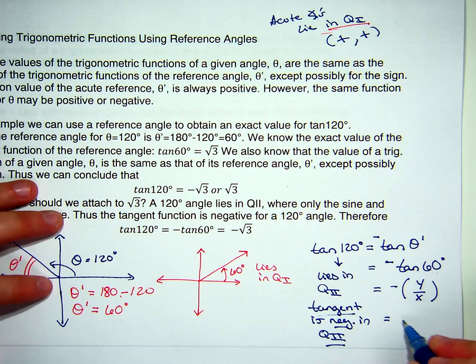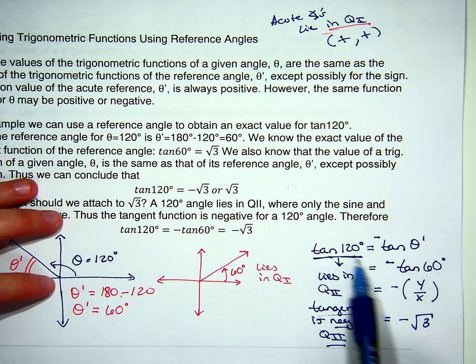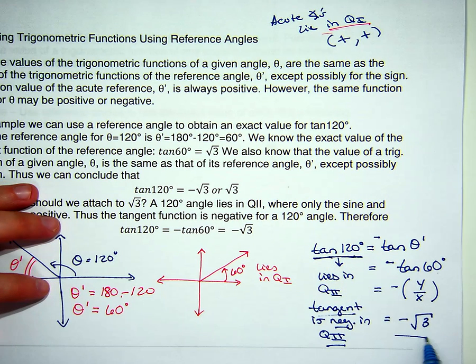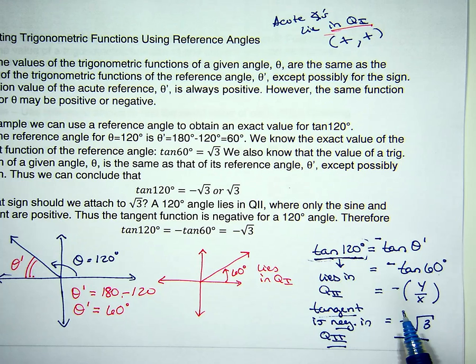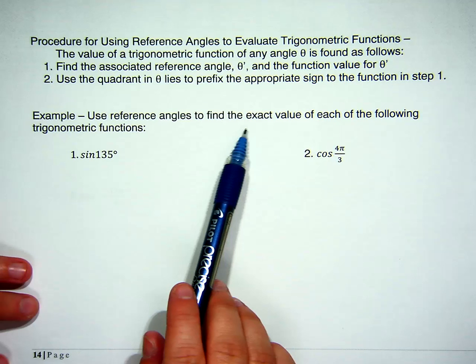If you were to simply evaluate this function at your beginning number, 120 degrees, you will get the exact same answer that we were getting using our reference angle, because we don't have to worry about where it's located. We know where it's located. So let's talk about a couple of examples of these so that we can understand this a little bit better. Let's use reference angles to find the exact value of the following.